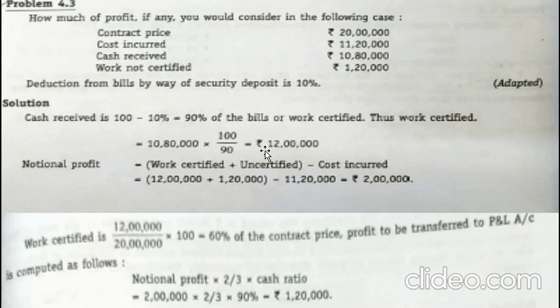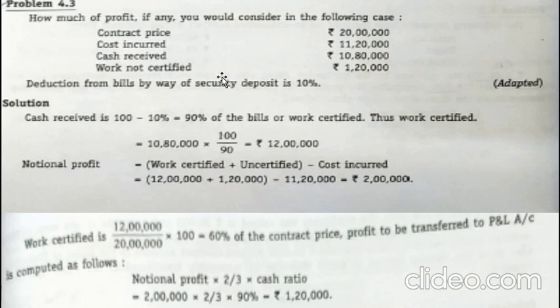Now you can prepare your account and calculate the notional profit, or you can calculate in this way: notional profit is equal to work certified plus work not certified, minus cost incurred. You can put this on the debit side and credit side and calculate. You add work certified and work uncertified, and from that you subtract your expenses. If the difference appears on the debit side, it is your notional profit. If work certified and uncertified is less than your expenses, then you will get a loss.